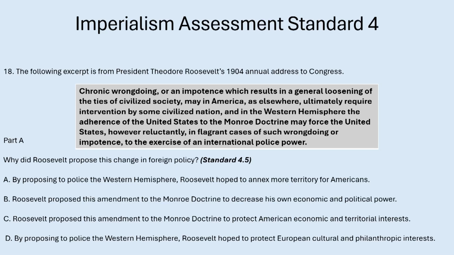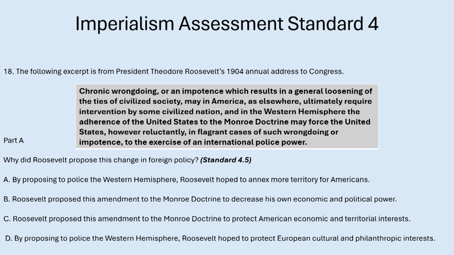Imperialism. The assessment stem reads the following excerpts from President Theodore Roosevelt's 1904 annual address to Congress: chronic wrongdoing or an impotence which results in a general loosening of the ties of civilized society may, in America as elsewhere, ultimately require intervention by some civilized nation. And in the Western Hemisphere, the adherence of the United States to the Monroe Doctrine may force the United States, however reluctantly, in flagrant cases of such wrongdoing or impotence, to the exercise of international police power.